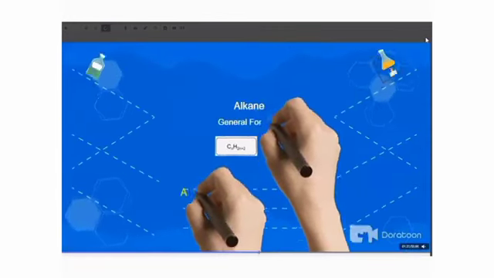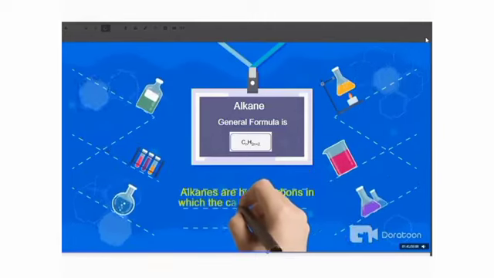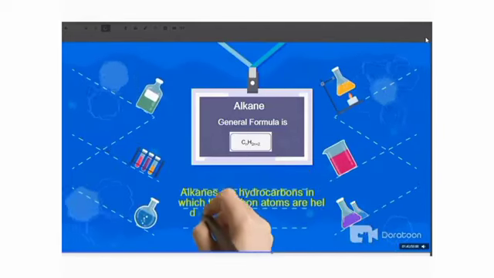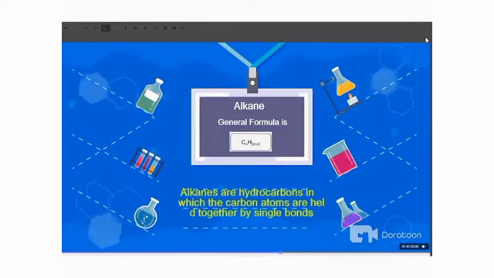Now we start with alkanes. Alkanes have the general formula CnH2n+2. Alkanes are hydrocarbons in which the carbon atoms are held together by single bonds.